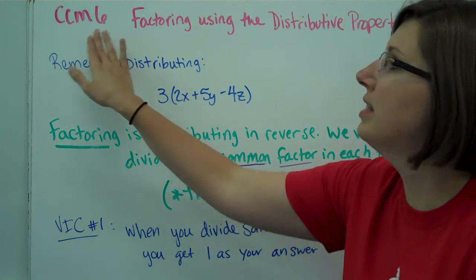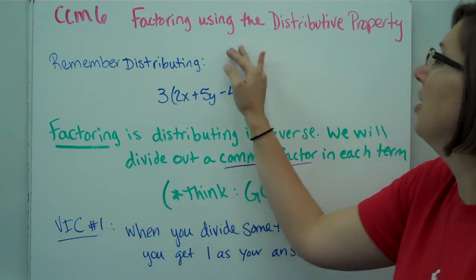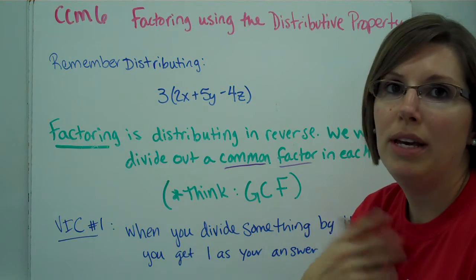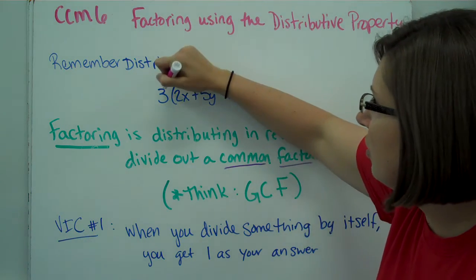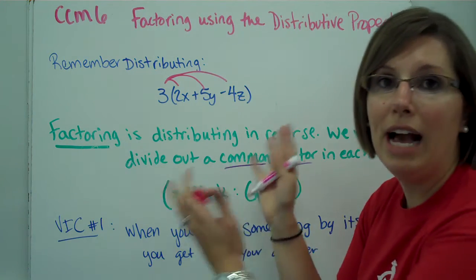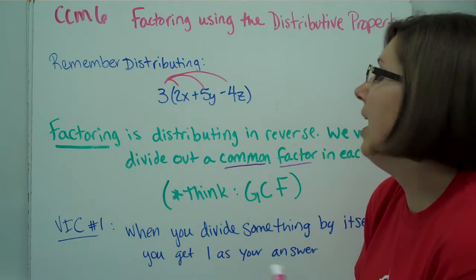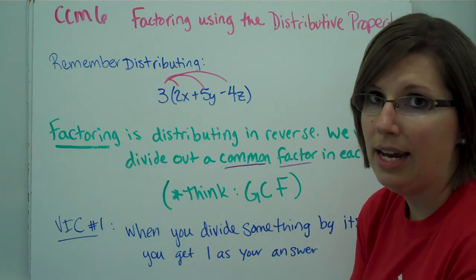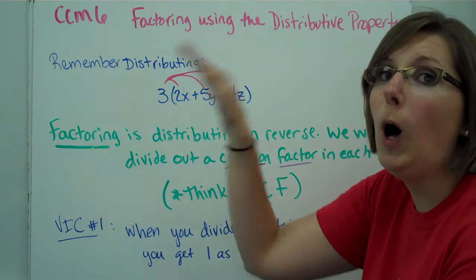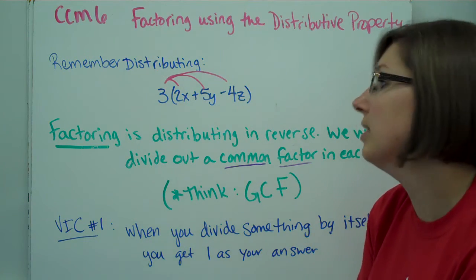Today we're talking about CCM6 factoring using the distributive property. So let's remember what distributing is. Distributing is when we have a number on the outside of the parentheses and some terms on the inside. And what that represents is this number is being multiplied by all the items inside the parentheses.